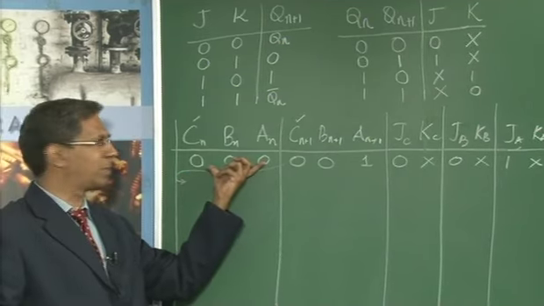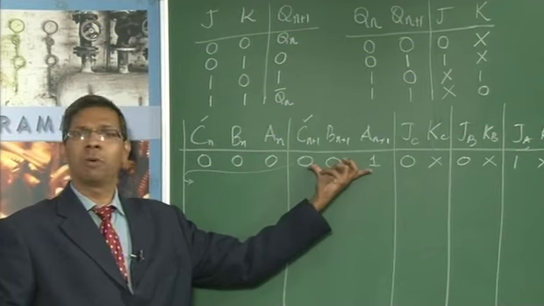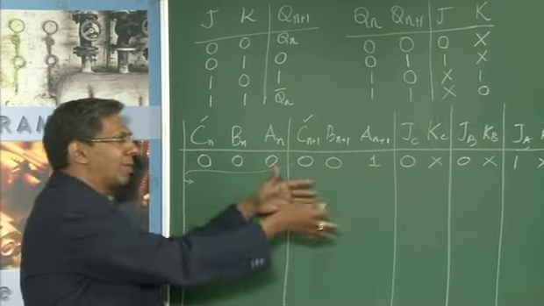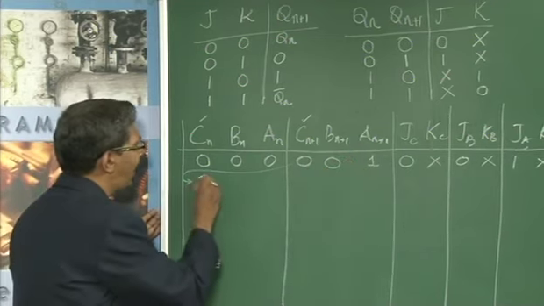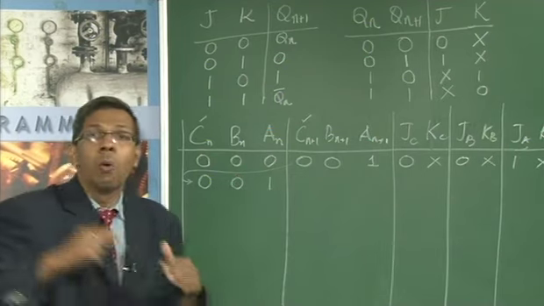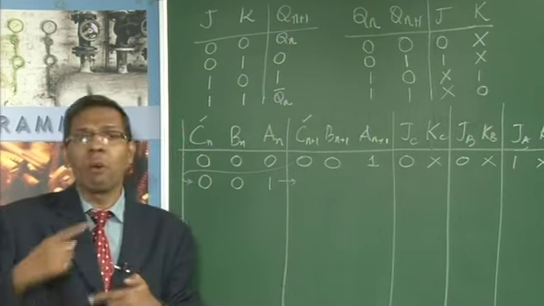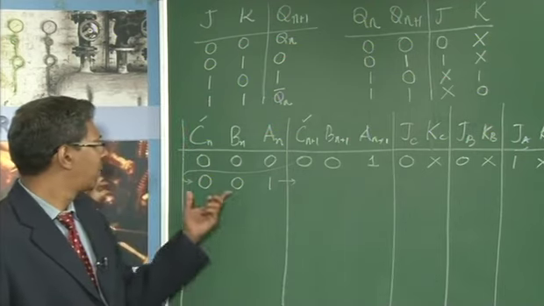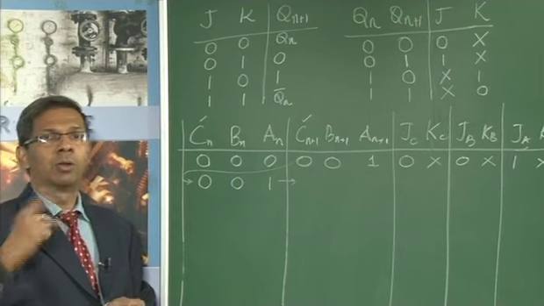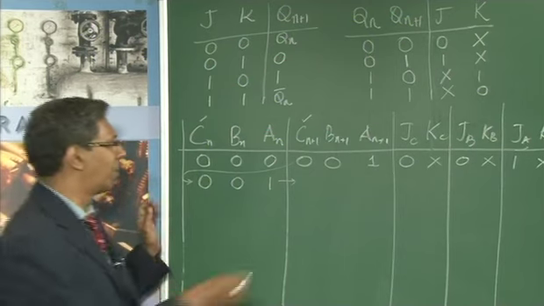Earlier, 0 0 0 was a present input and 0 0 1 became the next input. Now this becomes my present input. I am already at 0 0 1. Where do I transition next? My next transition will be an increment by 1. Incrementing by 1 means from 0 0 1 I have to go to 2, which is 0 1 0.